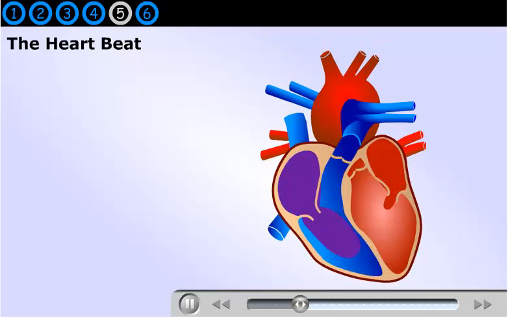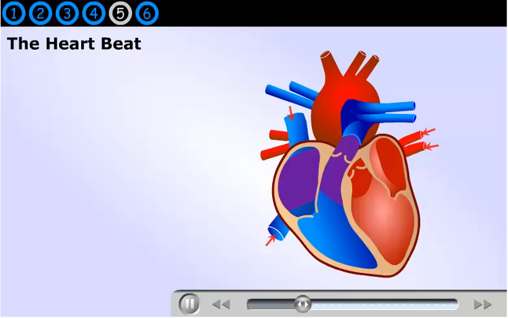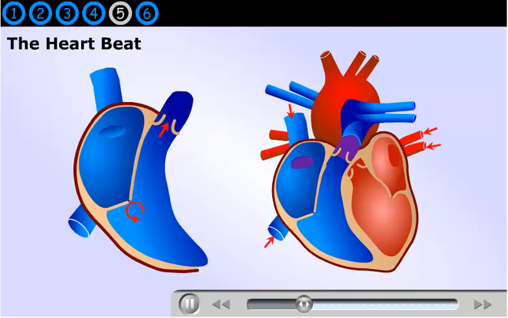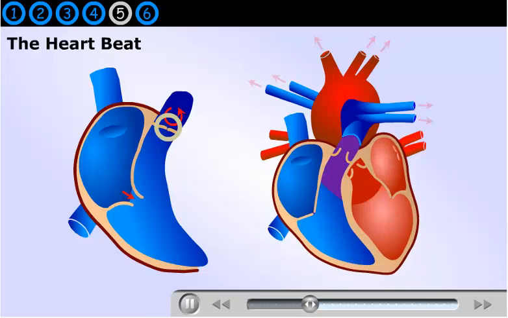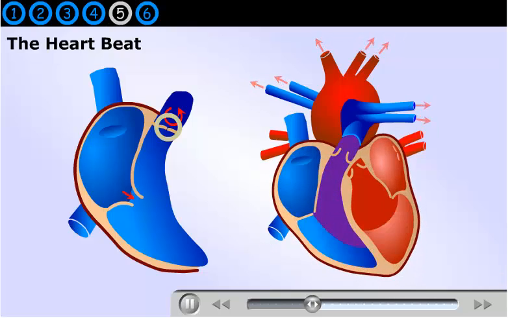The noises that your physician hears with a stethoscope are, in fact, the sounds of the heart valves closing. The first sound is made by the blood reversing its flow and hitting the closed valves between the atria and the ventricles. The second sound is caused by blood reversing its flow and hitting the valves leading from the ventricles to the major arteries.